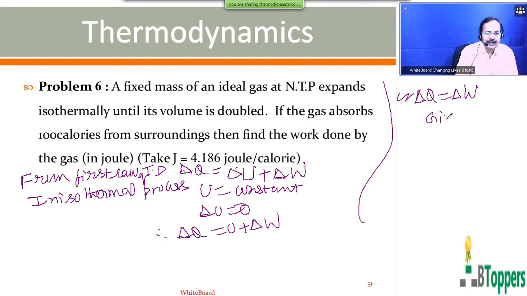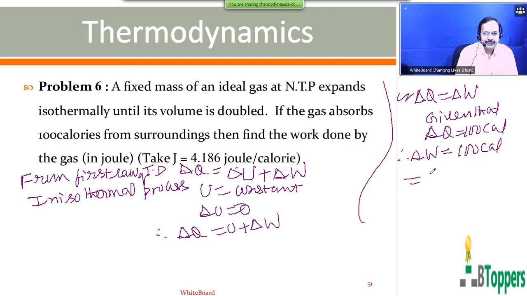So it's given that the gas absorbs 100 calories from surroundings. Therefore, delta W is same as delta Q, that means delta W is also 100 calories. That is 100 into 4.186 joules. That will be 418.6 joules, which is the answer.